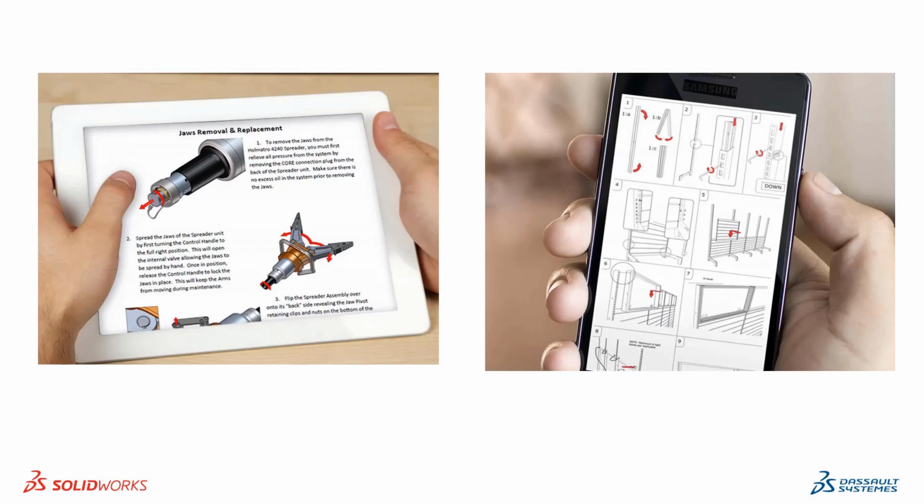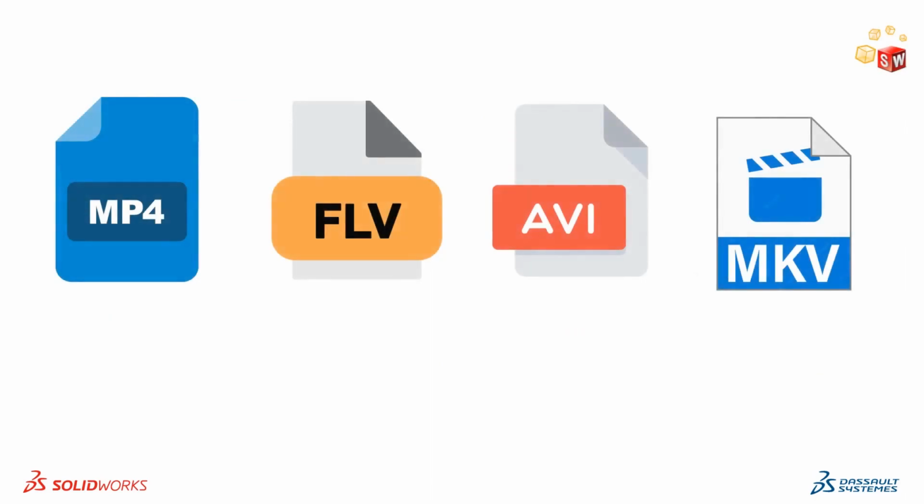There is one more thing which we can generate, which is animations. So let me show you this with an example. You can generate the animation in formats like MP4, FLV, AVI, MKV. You can also generate the MP4 for multiple pixel resolutions like HD, Full HD, or 4K as well.